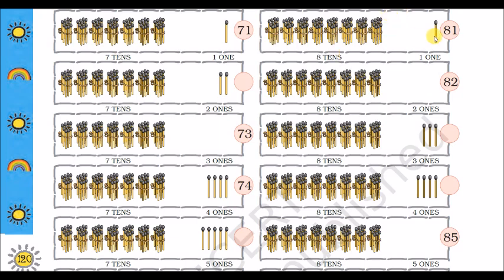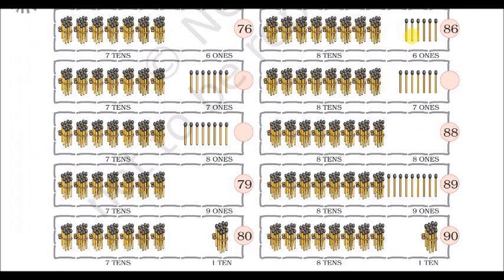8 tens and 1, 81. 8 tens and 2, 82. 8 tens and 3 ones, 8 and 3, 83. 8 tens and 4 ones, 8 and 4, 84. 8 tens and 5 ones, 8 and 5, 85. 8 tens and 6 ones, 8 and 6, 86.